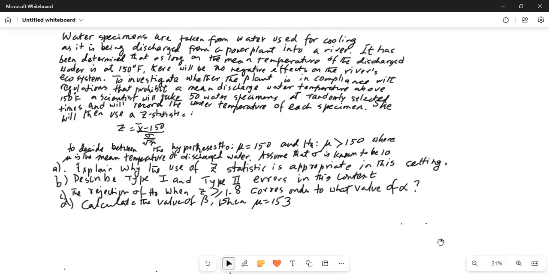She will then use a z-statistic, which is given by z equals x bar minus 150 divided by sigma divided by square root of n, to decide between the hypotheses where H0 is mu equal to 150 and Ha is mu greater than 150, where mu is the mean temperature of discharged water. Assume that sigma is known to be 10. Explain why the use of the z-statistic is appropriate in this setting. So we will start with that.